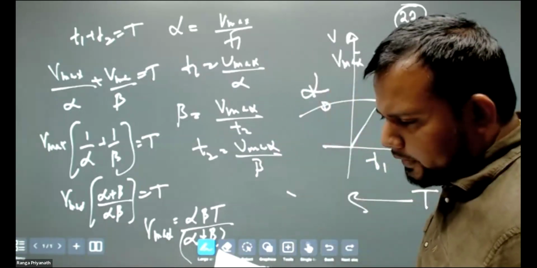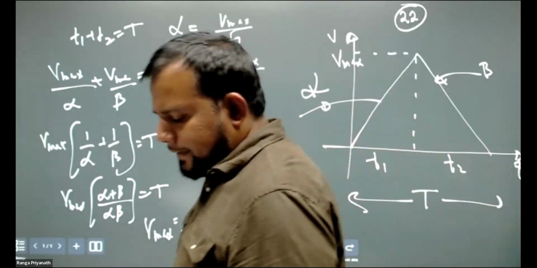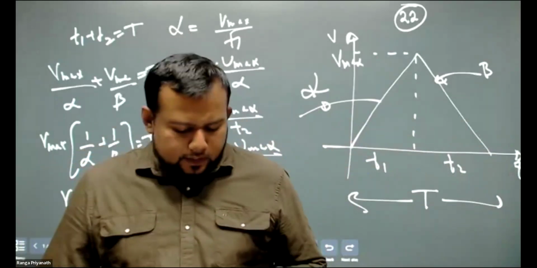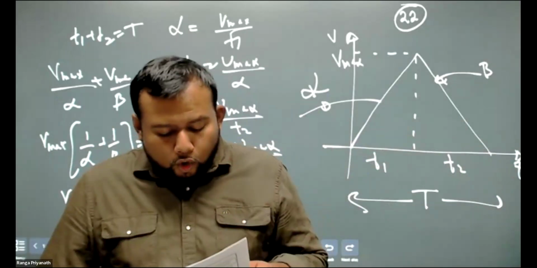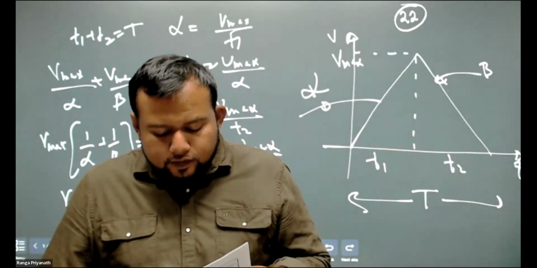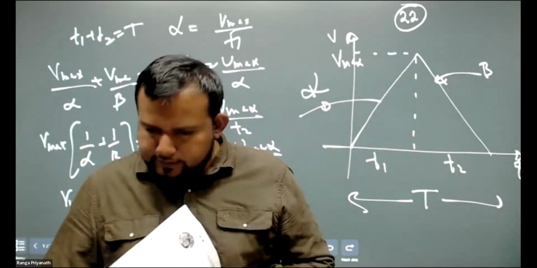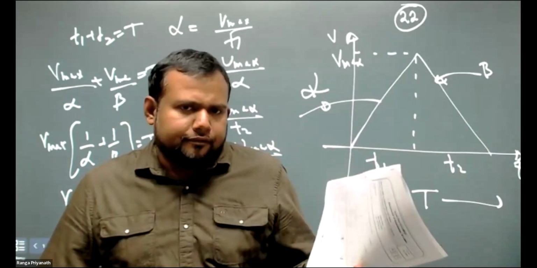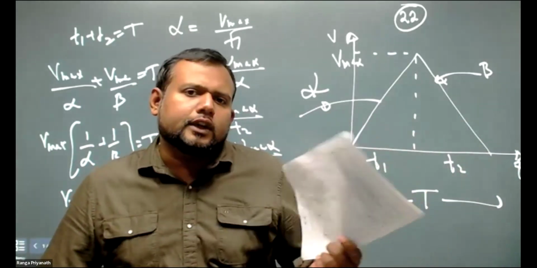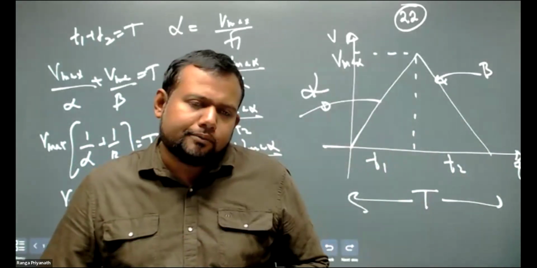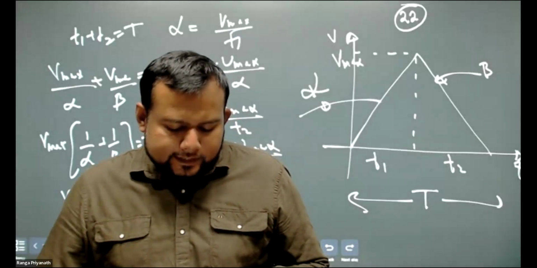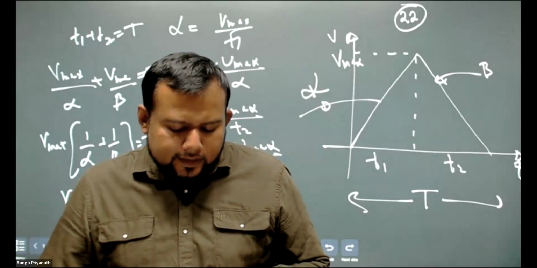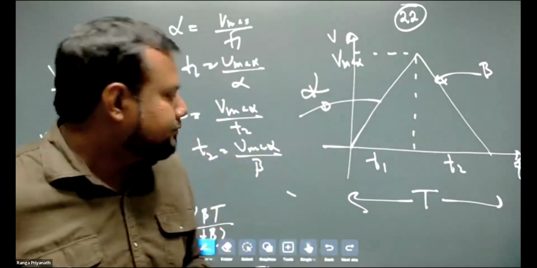Question number 23. Consider the following statement. The coefficient of friction always depends only on the nature of the surface. Yes, that is true. The coefficient of friction depends on the nature of the contact surfaces. It doesn't depend on any other thing. Next, the normal reaction exerted on the object by the surface is always constant.